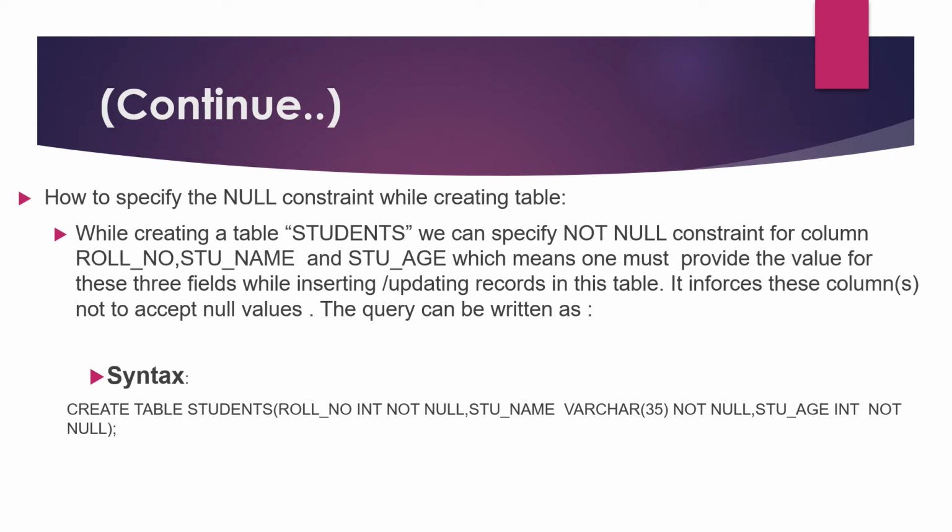Let us see one example of null or not null constraints. How to specify the not null constraints while creating a table? While creating table students, we can specify not null constraints for the columns roll number, student name and student age, which means one must provide the value for these three fields. While inserting or updating records in this table, it enforces these columns not to accept the null values.